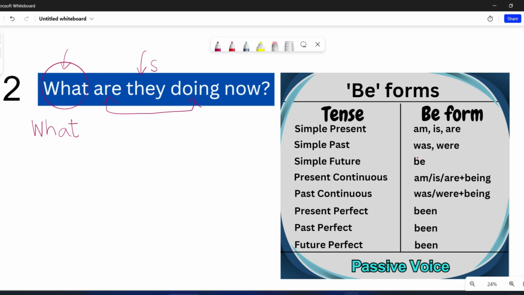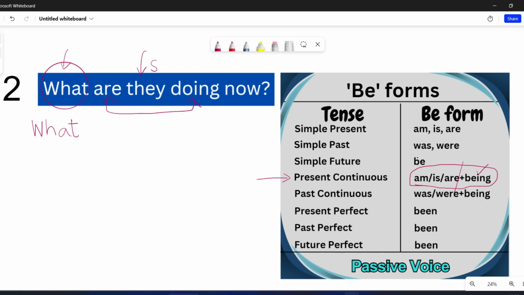Now look at this one here. This is present continuous tense. Now look at this present continuous tense. The be forms are am, is, are plus being, one of them. I mean, am, is, are, one of them plus being, that is extra.